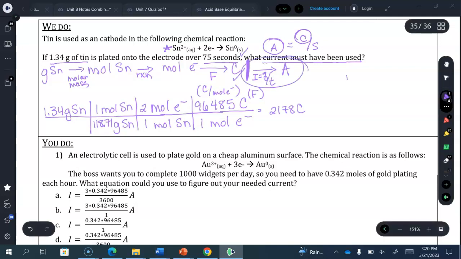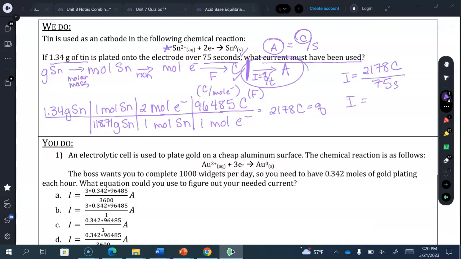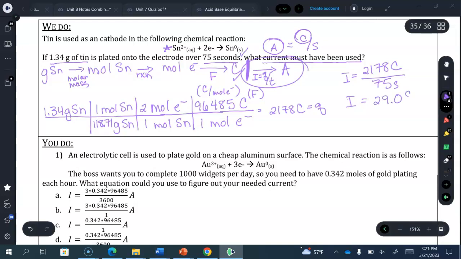Now we're going to do this. So I is equal to Q, which this is my Q, 2,178 coulombs, over my time, which they told us, 75 seconds. So then solving this, we end up with 29.0 coulombs per second, or 29.0 amps.